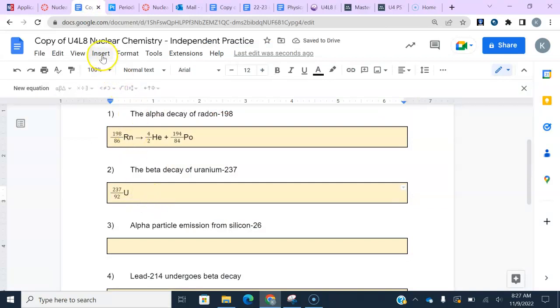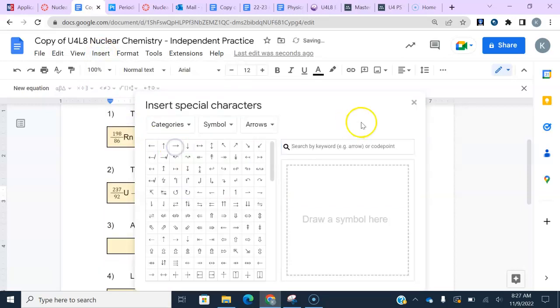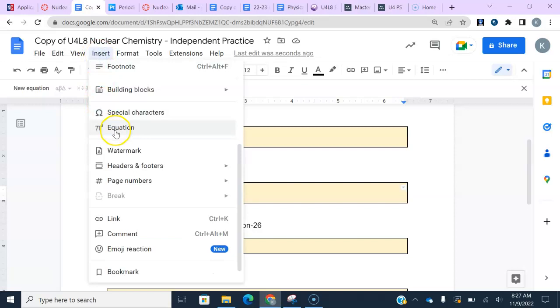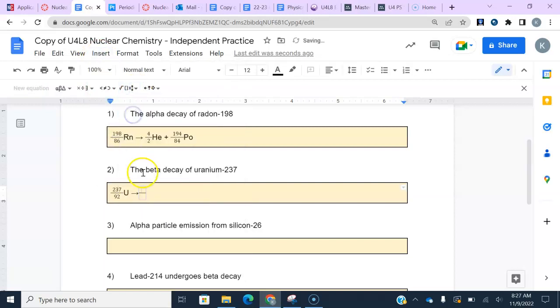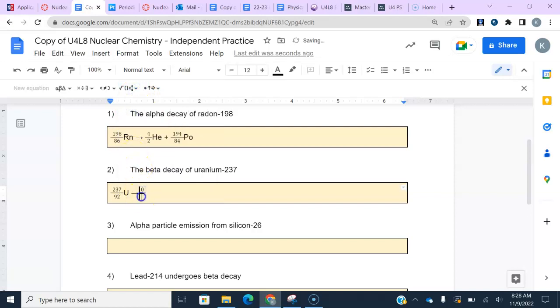Now it's going to undergo a beta decay. So I'm going to go to Insert, Special Characters, Arrow. We know that we're losing a beta particle, not an alpha particle. We're doing beta decay, so we're going to insert our equation. The symbol for a beta particle is 0, -1, and then an e.